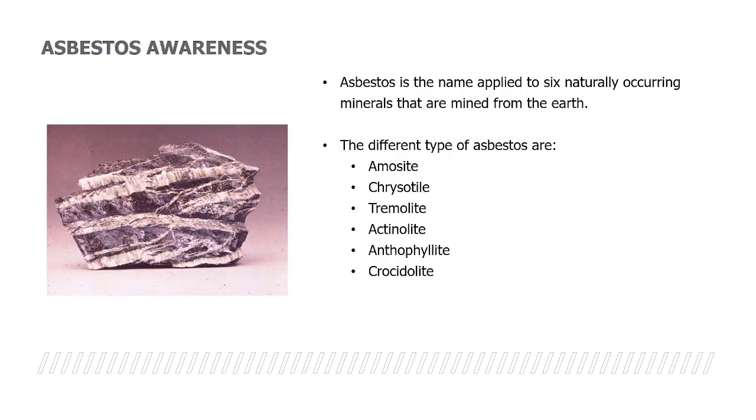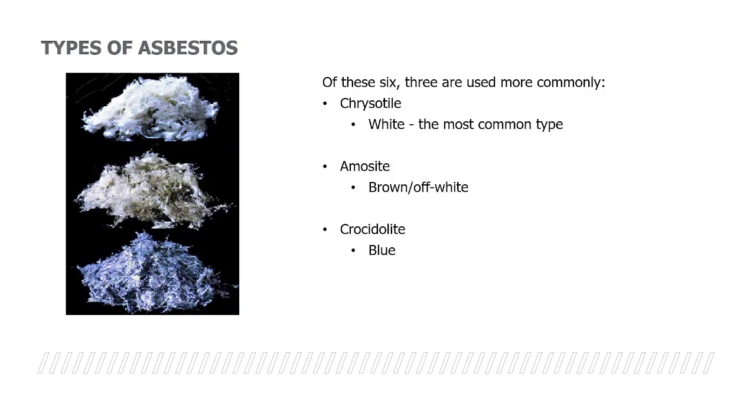So asbestos is a name that's applied to 6 naturally occurring minerals, and these are mined from the earth. As you can see listed here are the different types of asbestos. Of those 6, 3 of them are found more commonly. We've got chrysotile, amosite, and then crocidolite.